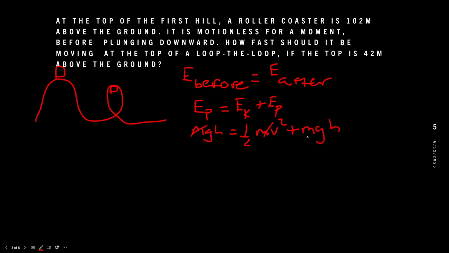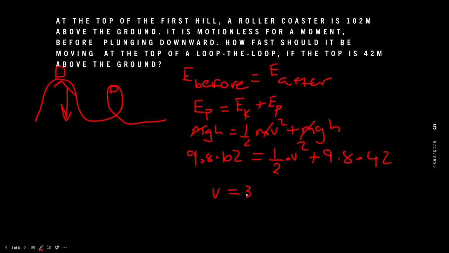Again, we could cancel out M. And then we could plug in our values. 9.8 times 102, because that's the height of the starting position, equals 1 over 2 times V squared plus 9.8 times 42. If we solve for V, we'll get 34 meters per second.